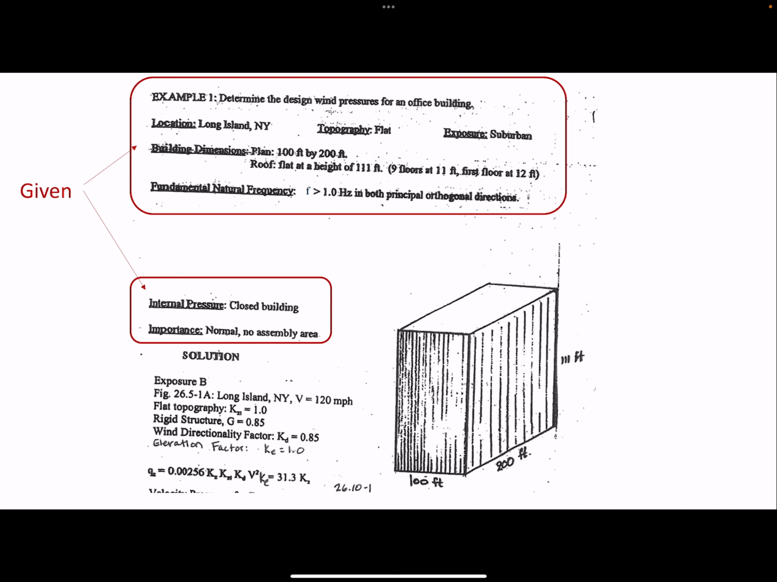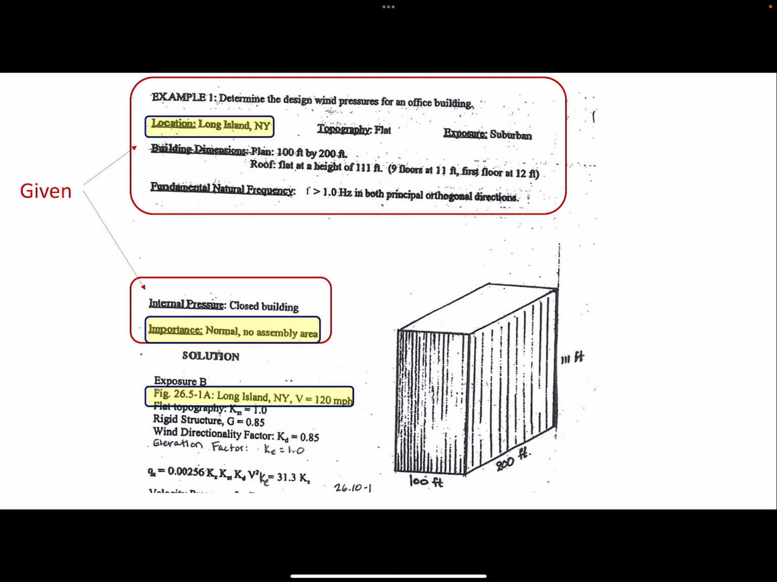And the importance listed down below, that's related to the risk category. So risk category used to be called occupancy category, I think. And so it's tied to the importance factor. But it's listed here as normal, no assembly area. All right, so that's another clue, no assembly area. So we'll use risk category 2. And since this exposure is suburban, that tells us that the exposure category would be exposure B.